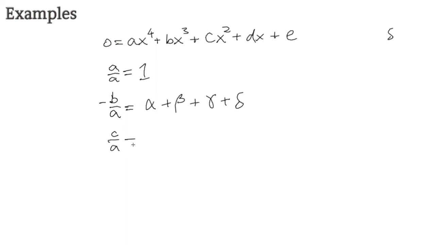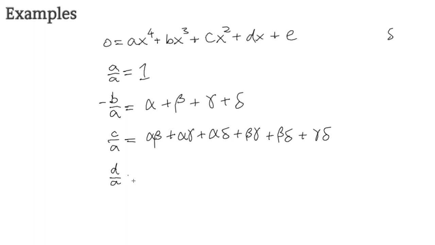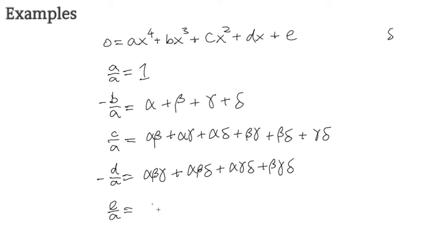Then you've got C on A, which has alpha beta, alpha gamma, plus alpha delta plus beta gamma plus beta delta plus gamma delta. That's 6 terms. Then we've got negative D on A, which is alpha beta gamma plus alpha beta delta plus alpha gamma delta plus beta gamma delta. So that's 4 terms. And finally we have E on A. That's positive because an even number of roots multiplying together gives us alpha beta gamma delta.